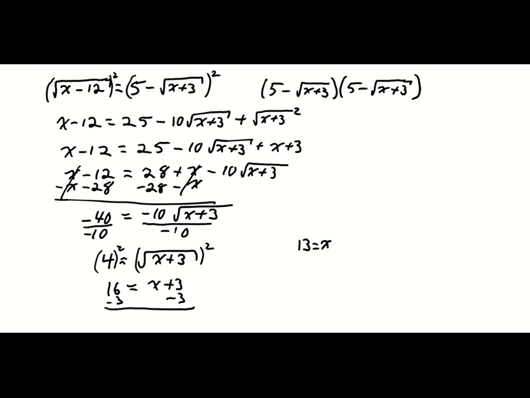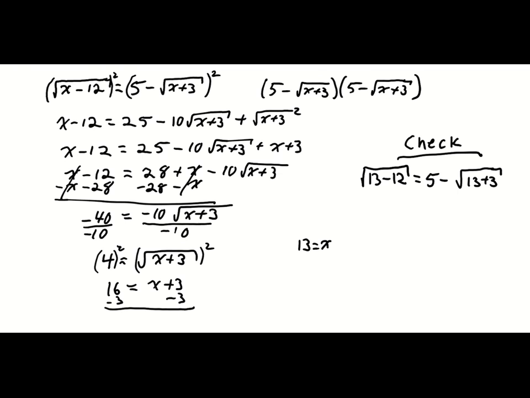We're not quite done because with these radical equations, we have to check our answers. Sometimes we get extraneous solutions that don't actually work all the way back in the original. So we need to check that 13 answer. So 13 minus 12 under our square root of the original equation equals 5 minus the square root of 13 plus 3. See if we get the same thing on both sides.